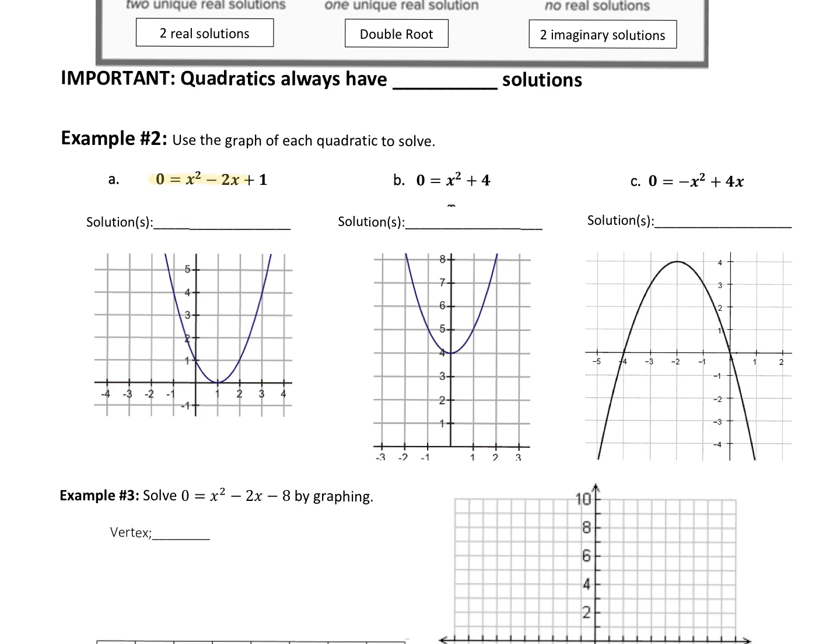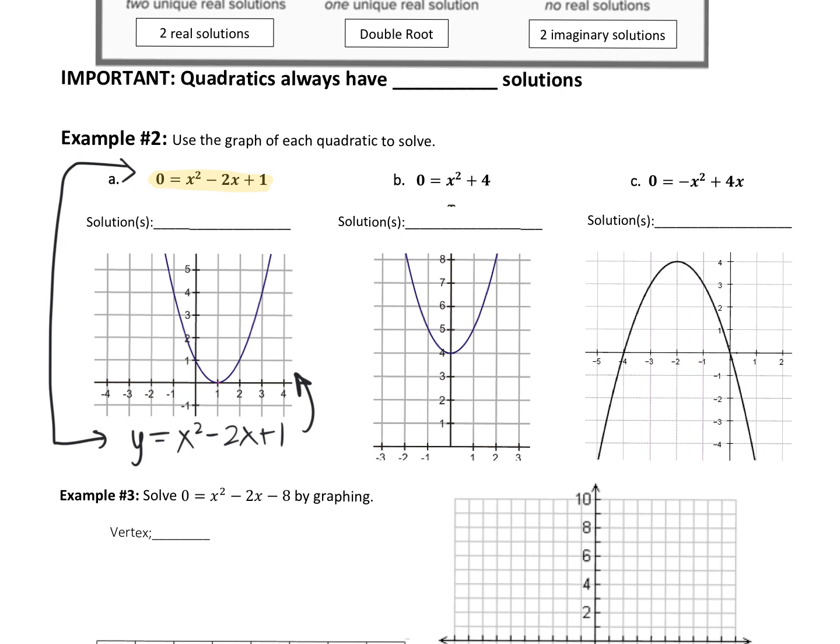So here's my equation. It doesn't say y equals, but they already graphed it for you, the equation y equals x squared minus 2x plus 1. So they did the graph for you. So I know, hey, these two things are related to each other. They're going to have the same solutions. And then I'll just prove it to you.